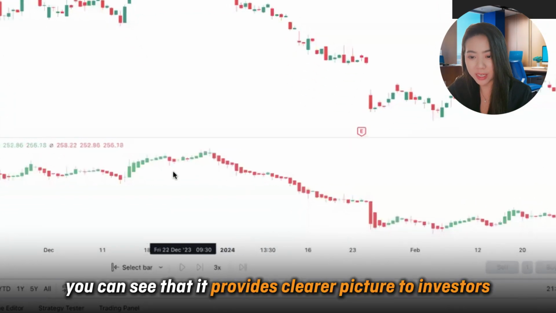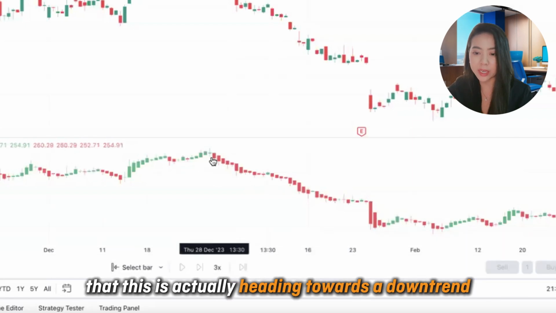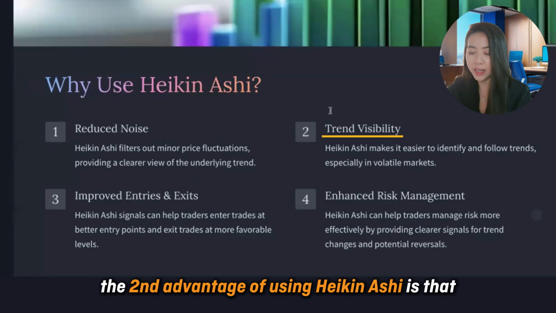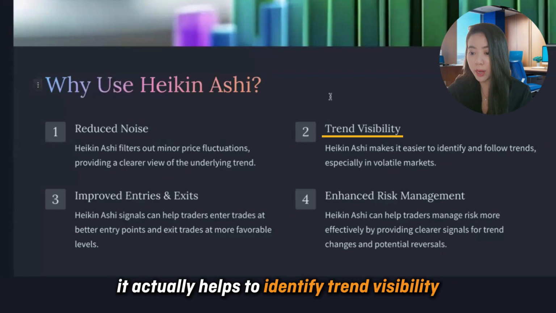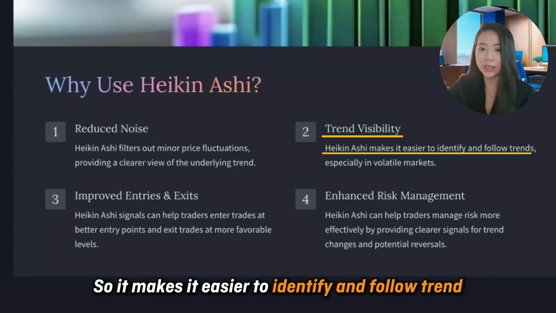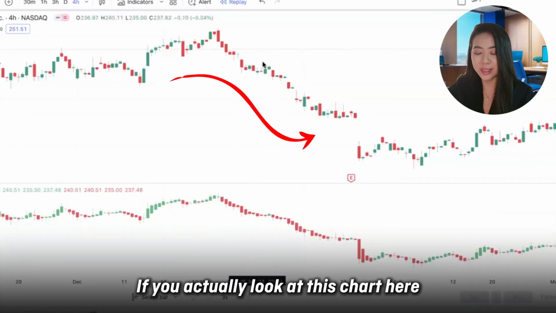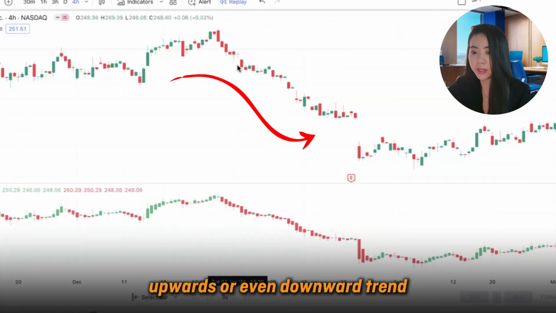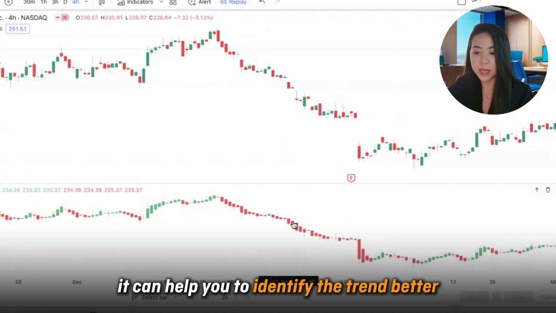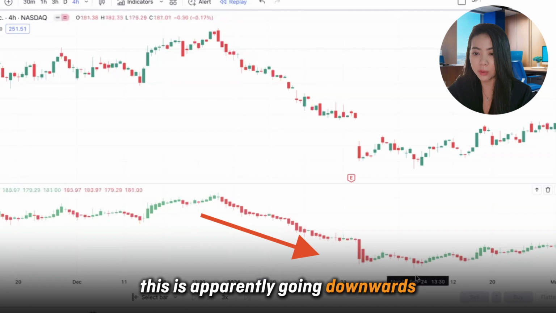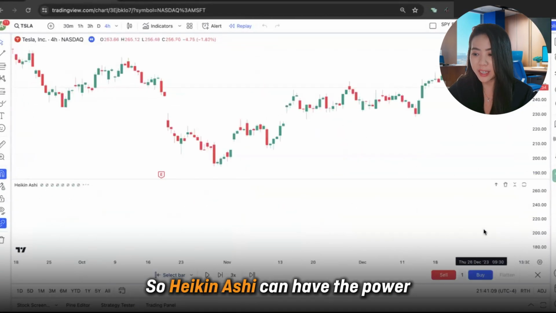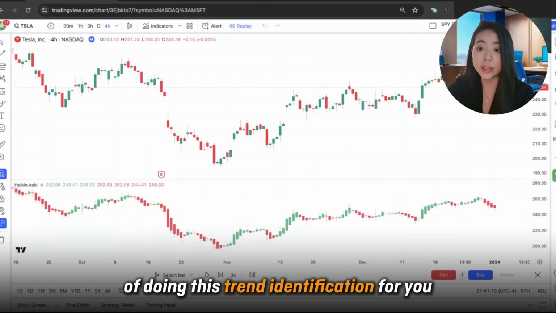From here, you can see that it provides a clearer picture to investors that this is actually heading towards a downtrend. And then of course, the second advantage of using Heikin Ashi is that it helps to identify trend visibility. It makes it easier to identify and follow trend. If you look at this chart here, you may be confused whether the market is moving sideways, upwards, or even downward trend. Whereas with Heikin Ashi, it can help you to identify the trend better. As you can see, this is apparently going downwards. Just assuming that you only have data until here, Heikin Ashi can have the power of doing this trend identification for you.